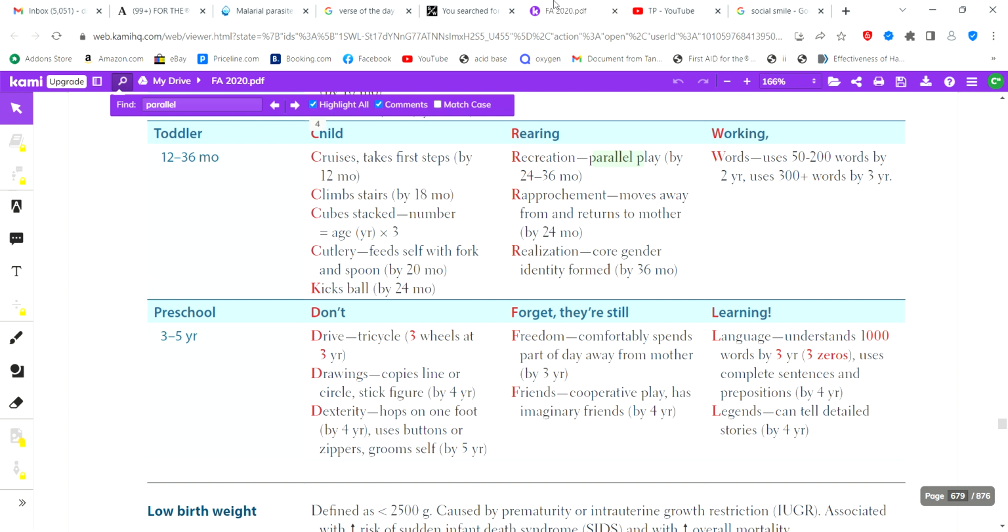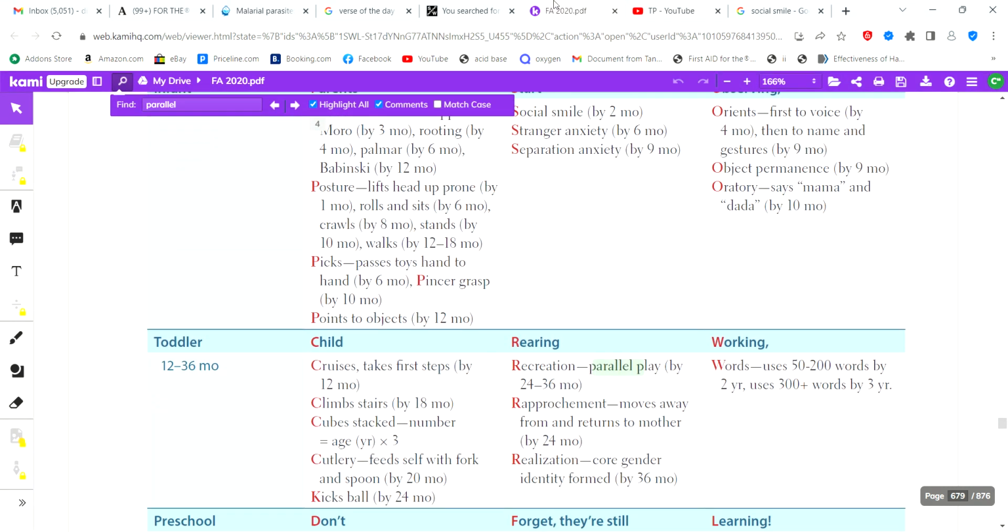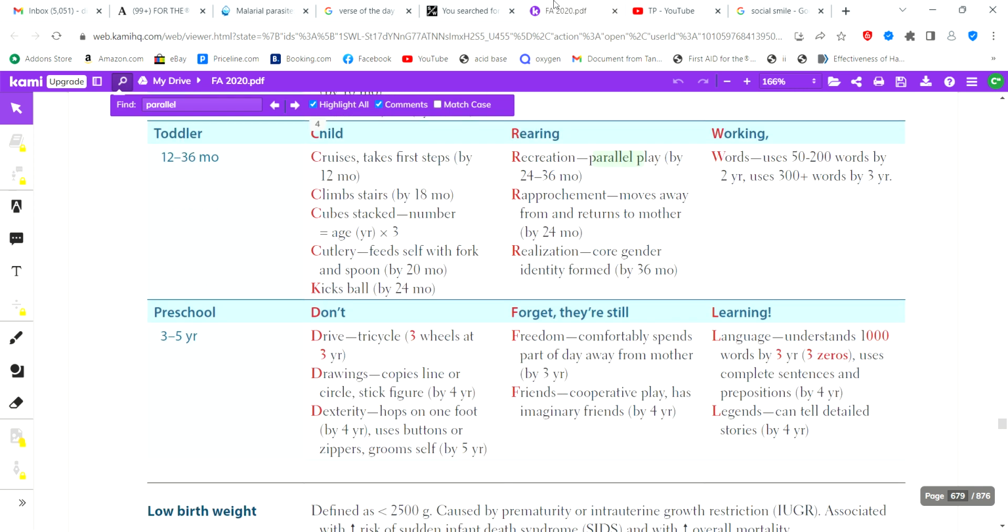So basically, a 3-year-old comfortably spends part of the day away from the mom. When does separation anxiety take place? 9 months, I believe. Yeah, 9 months. So in preschool age, 3-year-olds are in preschool, so they're fine when they go to school, right? Friends: 4-year-olds have cooperative play and imaginary friends. On language, understands 1,000 words by 3 years old. Uses complete sentences and prepositions by 4 years old.